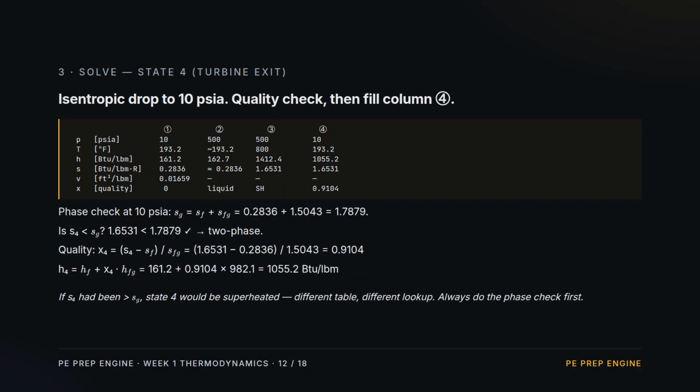State 4. The turbine is isentropic, so S4 equals S3. At 10 psia, compare it to the saturated vapor entropy Sg. S4 is below Sg, so state 4 is two-phase. Quality is S4 minus SF over SFG, about 0.91. Enthalpy is HF plus quality times HFG, giving 1055.2. Column 4 complete. If S4 had exceeded Sg, state 4 would be superheated. Different table. Always phase check first.